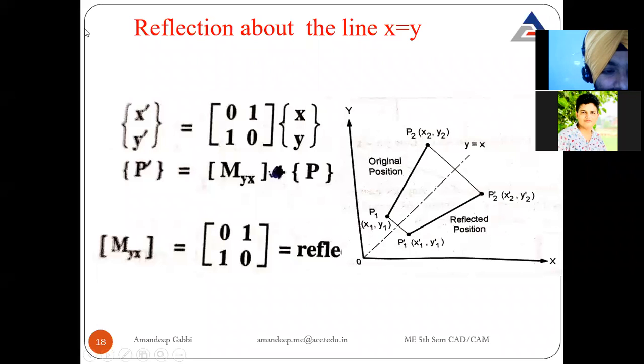Now, what is the meaning of this? This matrix means x will become y and y will become x. If you multiply this, let me show how it will become. Suppose we take one point P1, where the y value is 2 and the x value is 1. After reflection, the y value will become 1 and the x value will become 2, or 3, whatever I have taken. The reverse of that will happen. Whatever the value of x is, after reflection the value of y will become x and the x value will become y, opposite of each other.